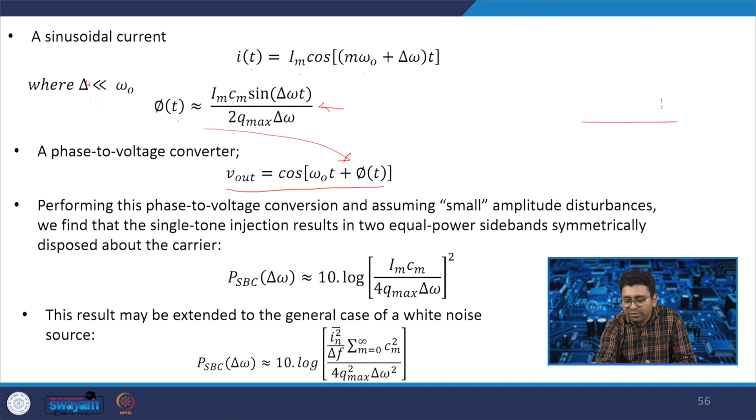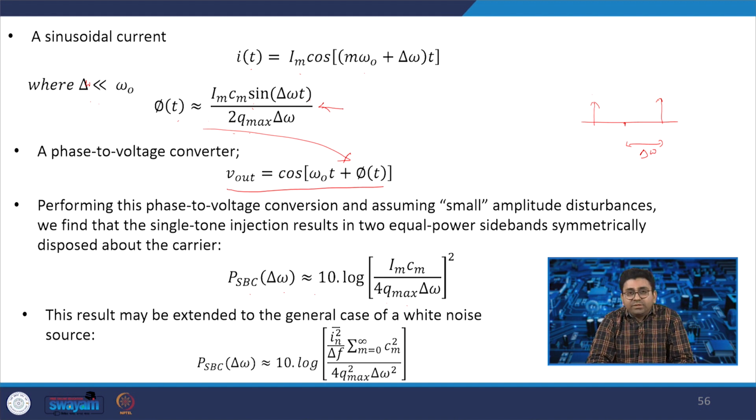So, we already know that we have two sidebands, one on this side, one on this side, and this is the center. So this will have a delta omega distance, and we can write the equal power sidebands, and if this is the amplitude, that will be divided in half and half. So, we can write the power spectral density for delta omega, which is equal to 10 log of (Im Cm by, because it is divided by 2, 4 q max delta omega) whole square.